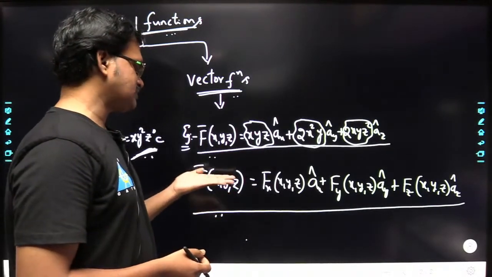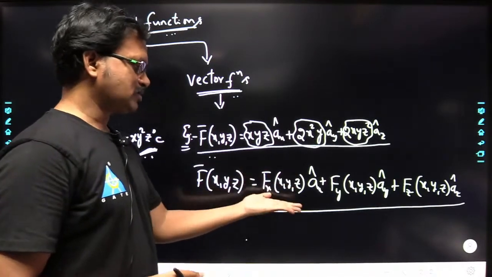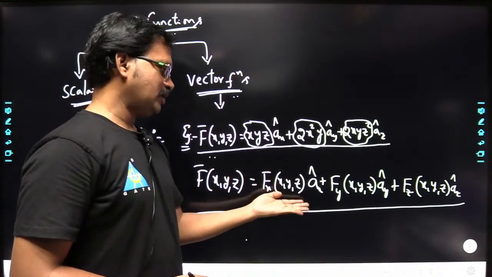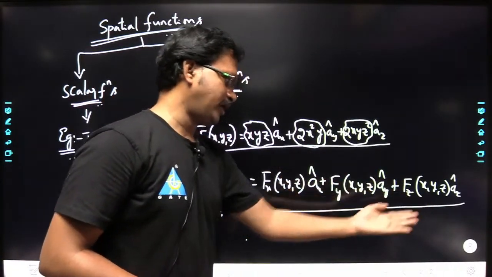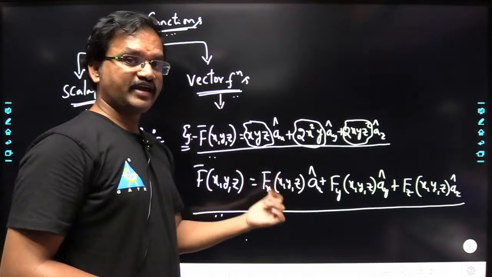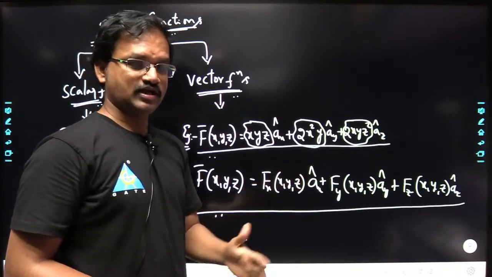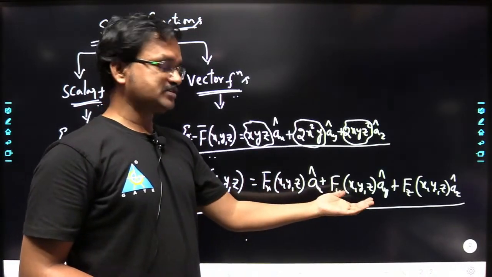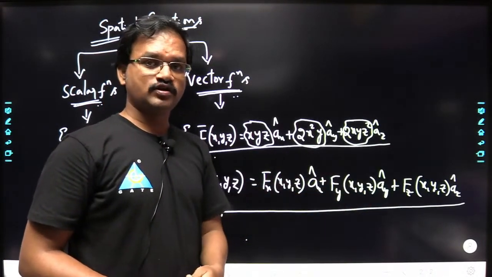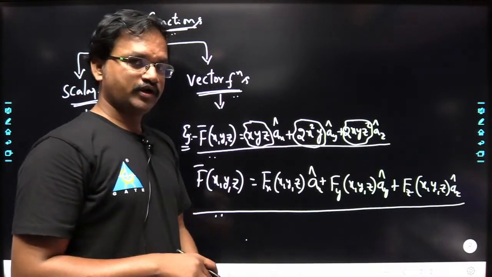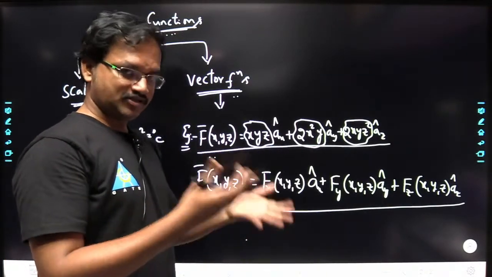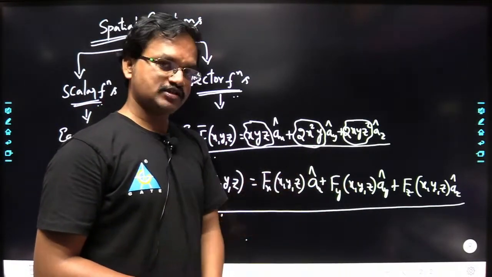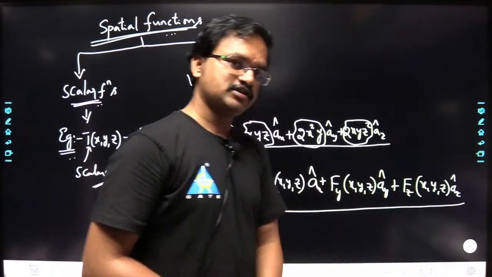So whenever you are representing a vector function, it is going to have x component, y component and z component. In general, they are functions of x, y and z. Generally, the students will think that the x component is a function of only x, y component is a function of only y, z component is a function of only z. That is wrong here. So you should not write like that. In general, x component can be a function of x, y, z, y component can be a function of x, y, z, z component can be a function of x, y, z.